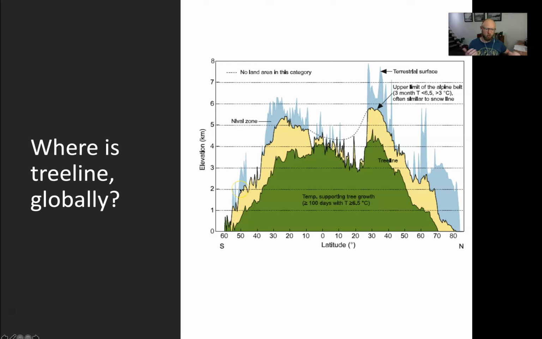Of course, the closer you get to the equator, that tree line is going to have to move up in elevation. What's interesting though is, when I first started learning more about this, I didn't really think about there being tree line in the tropics, but there certainly are tree lines in the tropics as well. And so this just shows that general pattern of tree line.